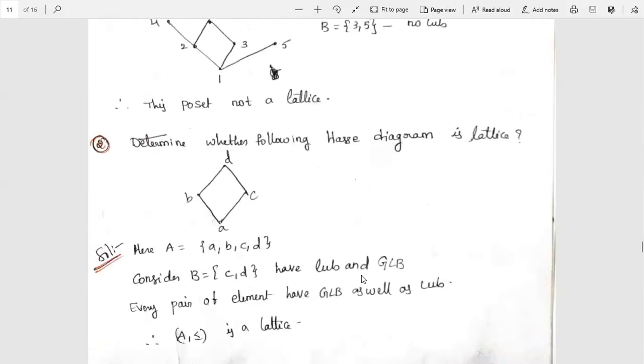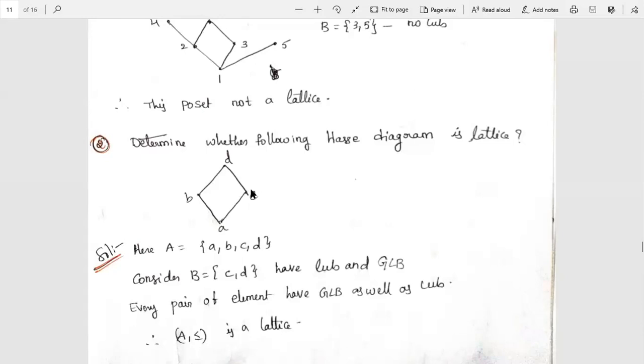Determine whether the following Hasse diagram is a lattice or not. Okay, this is the given Hasse diagram. The Hasse diagram contains the elements; consider A equal to {A, B, C, D}, and we take a subset of A, that subset having elements C, D.